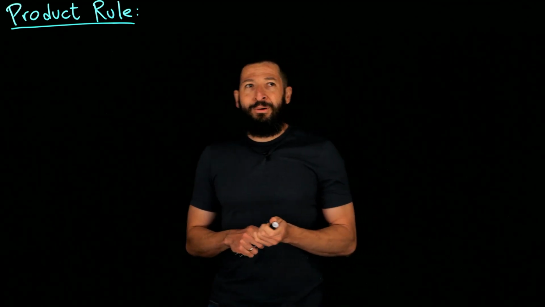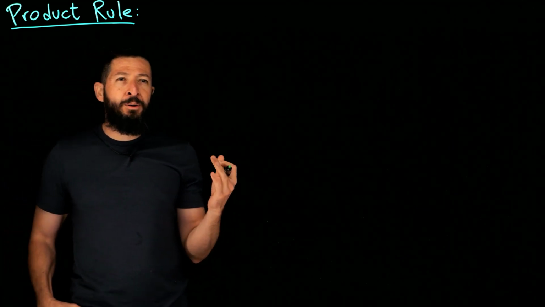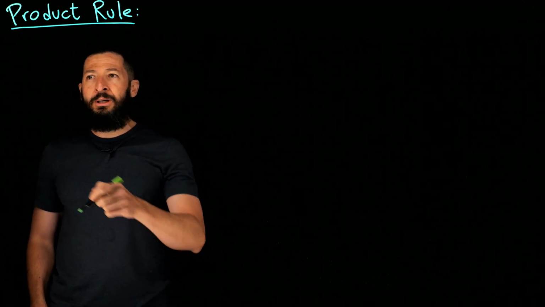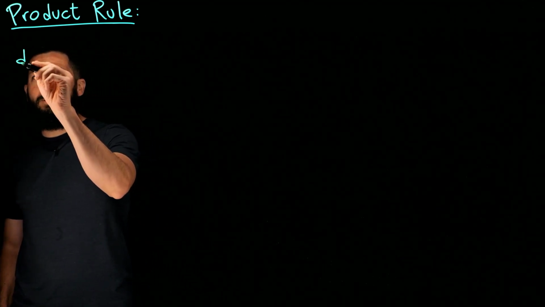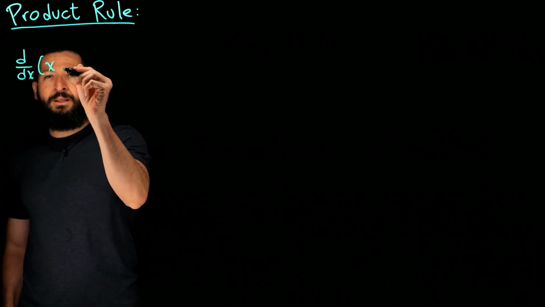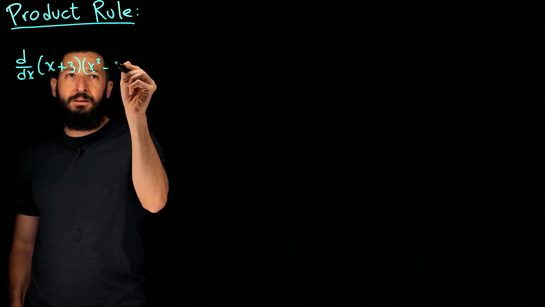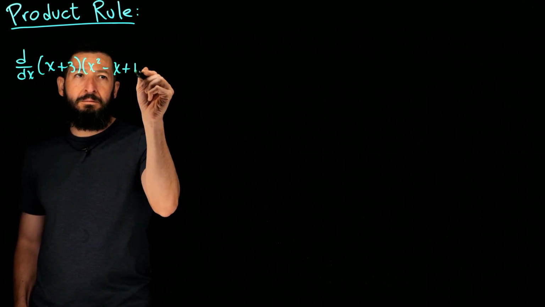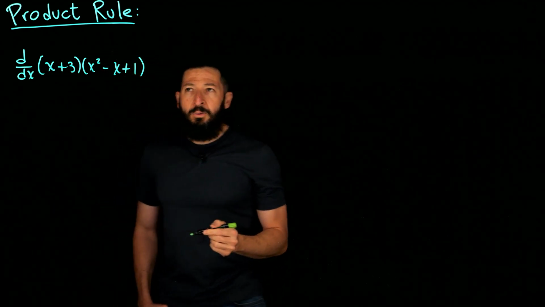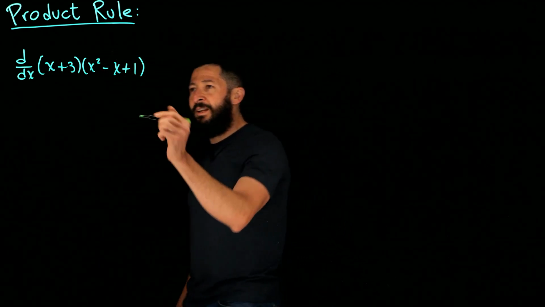Alright guys, so today we're going to be talking about the product rule, and firstly let's talk about when we would use the product rule. So let's say we want to take the derivative of something of the form (x + 3)(x squared minus x plus 1), something like that. Well, at this point there's really no problem because you could FOIL this out.